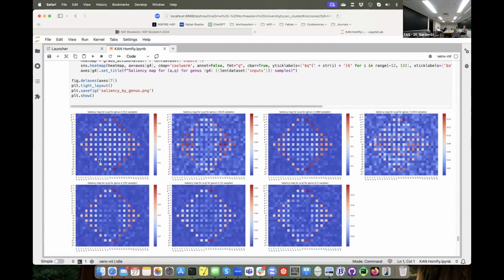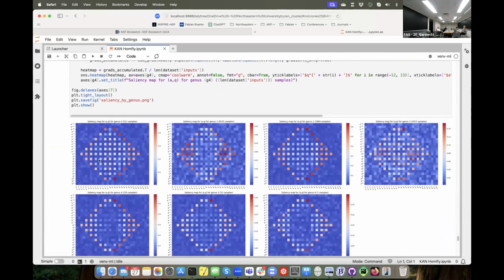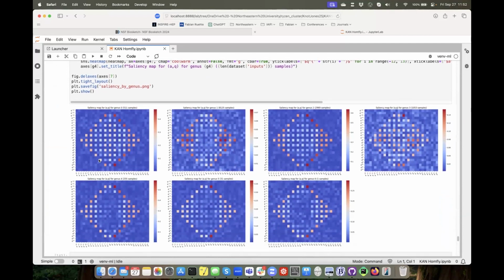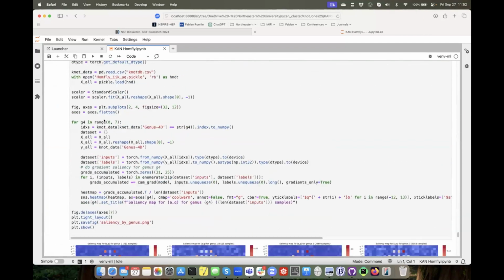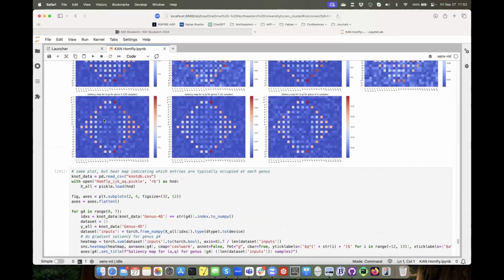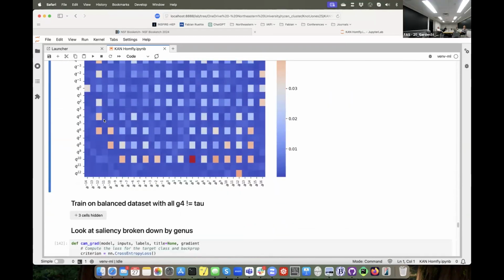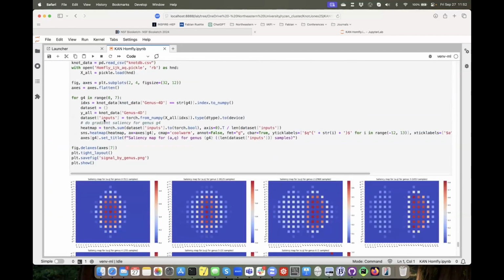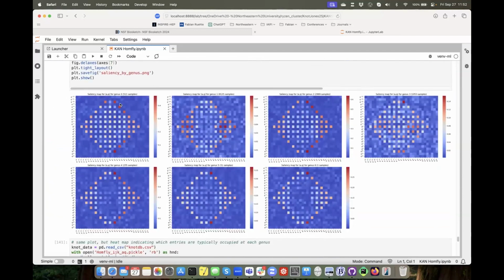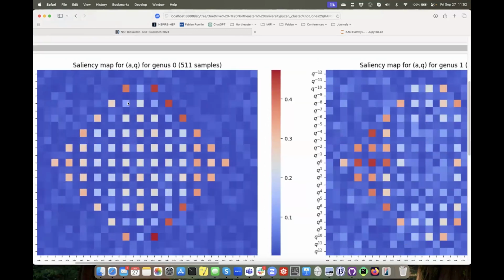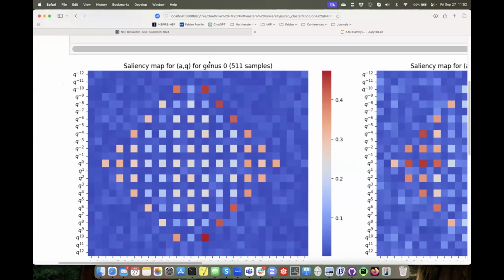How did you compute the saliency for genus 0 when none of them are predicted as genus 0? Or is it the overall data set? So this is the saliency map for... Or what I did here is I just took all genus 0, so all 511 examples of genus 0.